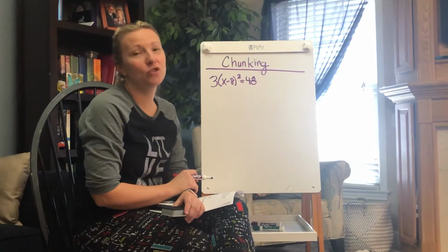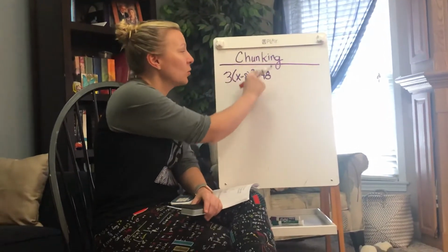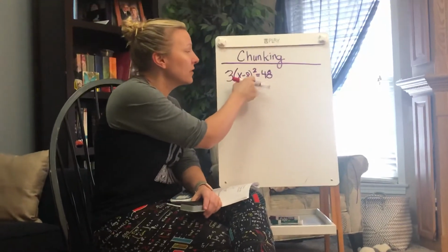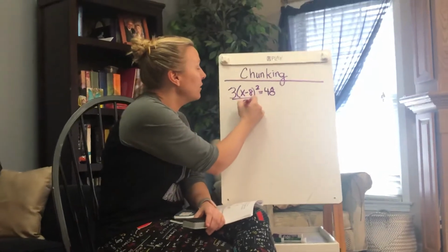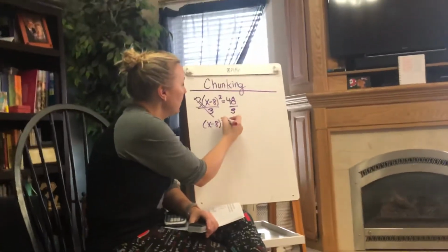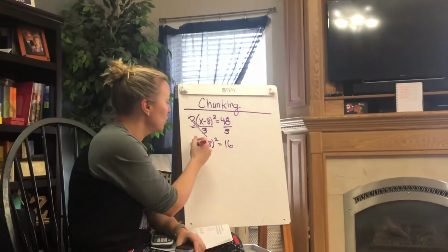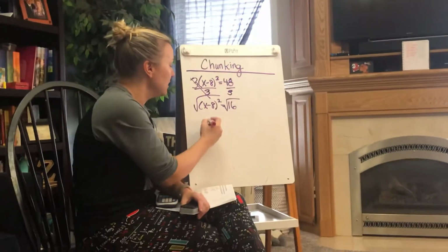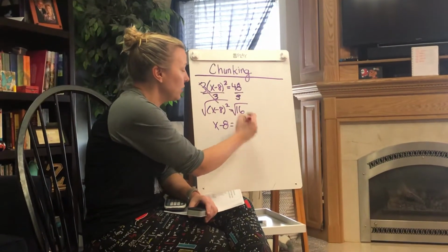The second half of 2.1.2 is called chunking because there's a chunk inside of the squared, those parentheses. So it's going to be a different answer at the end. You still divide by 3 at the beginning. And so you get x minus 8 squared equals 16. And then to get rid of the squared, you still square root both sides. And you get x minus 8 equals the square root of 16, which is plus or minus 4.